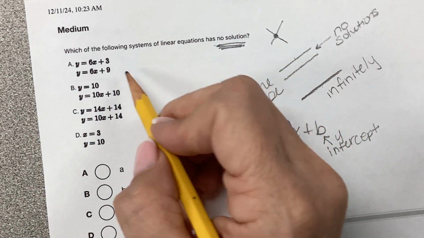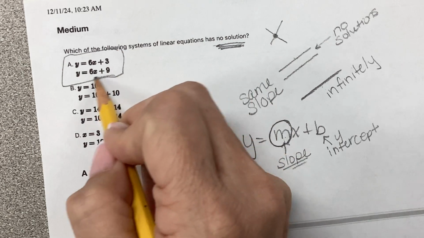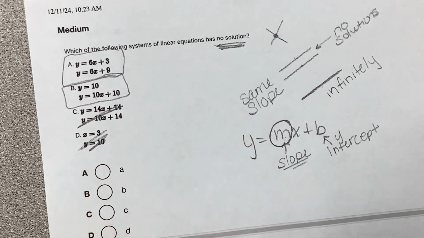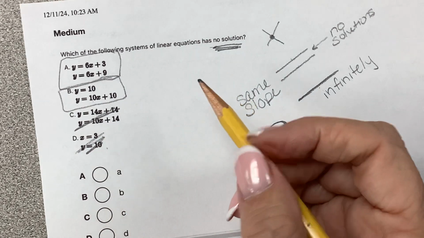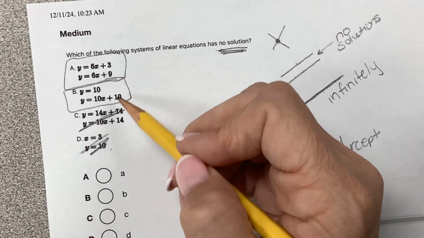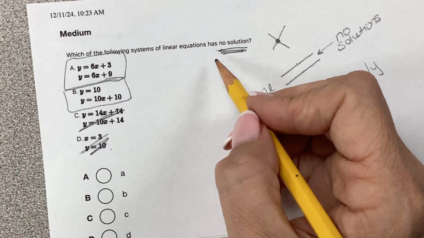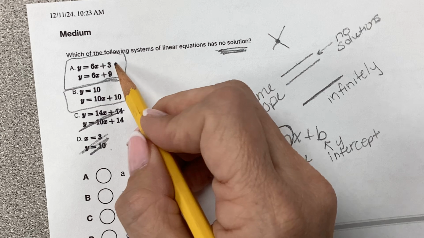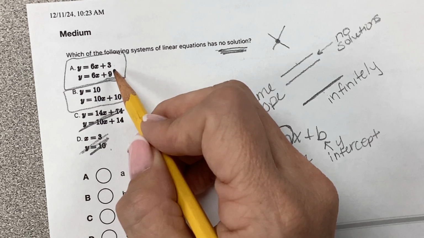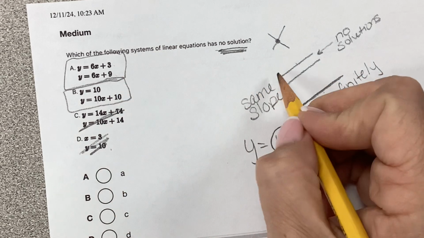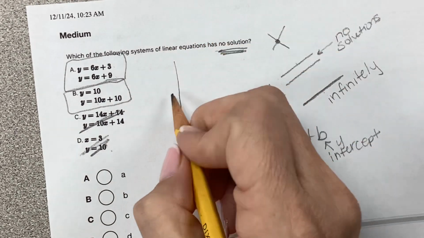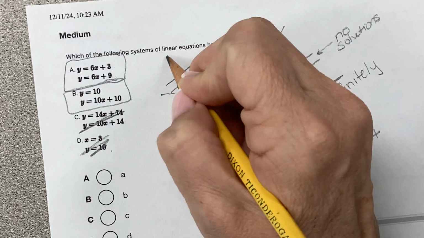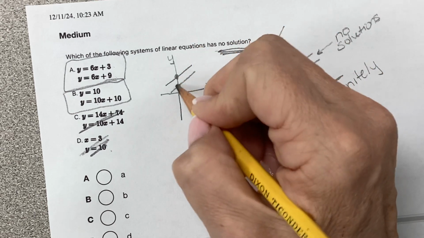So my choices are A, B has matching numbers, C has two different numbers, and this is a horizontal and a vertical line. So I'm looking at these. Now I want two that have no solutions. So notice that these two have different y-intercepts. That would work for this. I need, on a graph, two lines to be parallel.